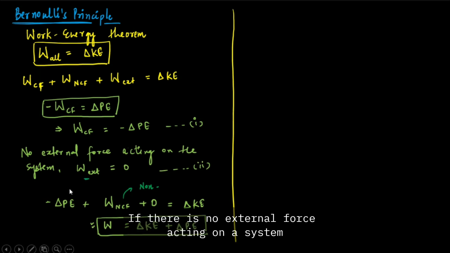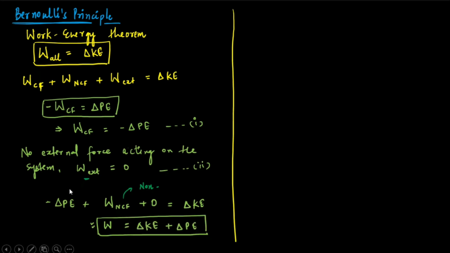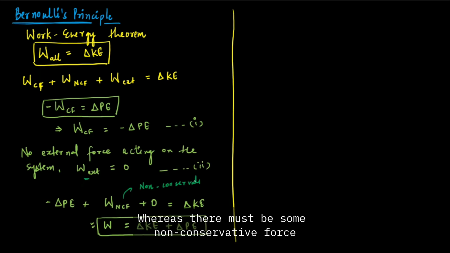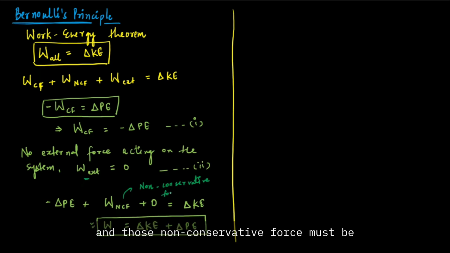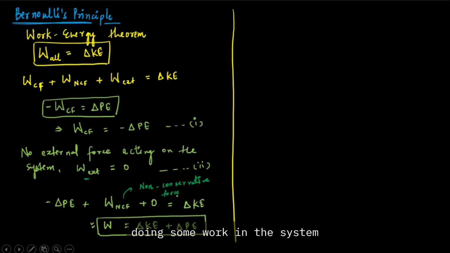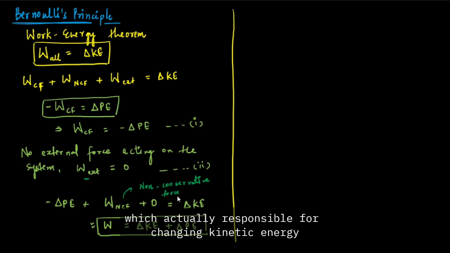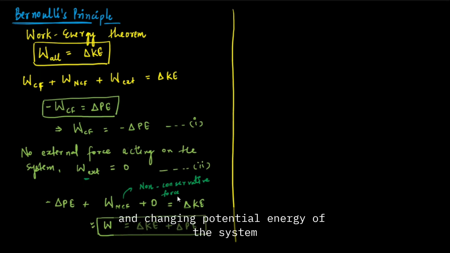If there is no external force acting on a system, then we can say that work done by external force must be 0. Whereas there must be some non-conservative force, and that non-conservative force must be doing some work in the system, which is actually responsible for changing the kinetic energy and the potential energy of the system.